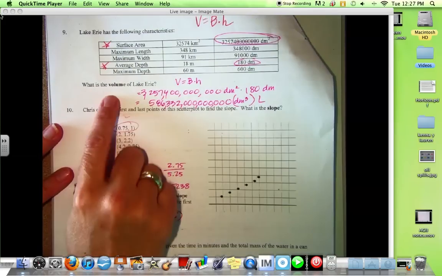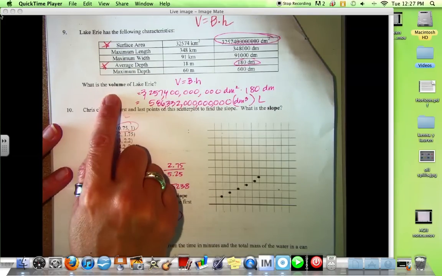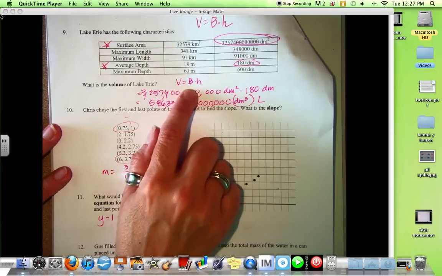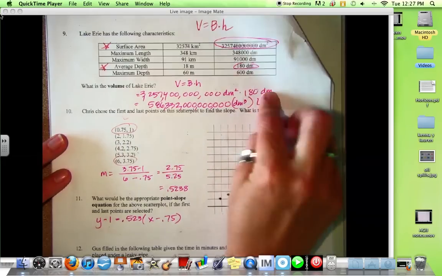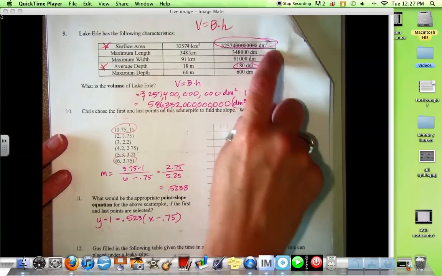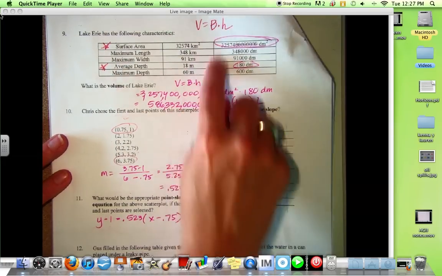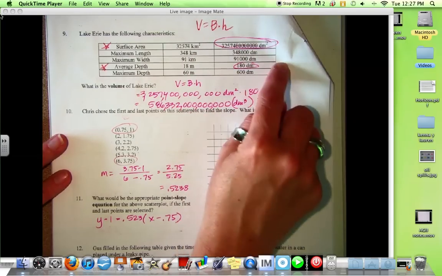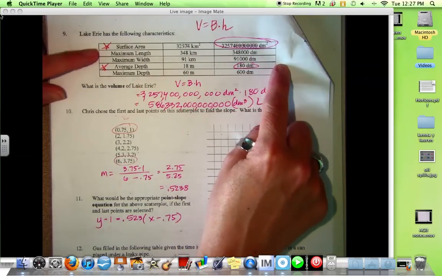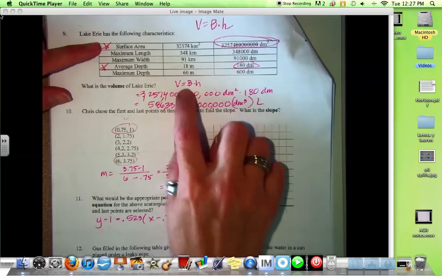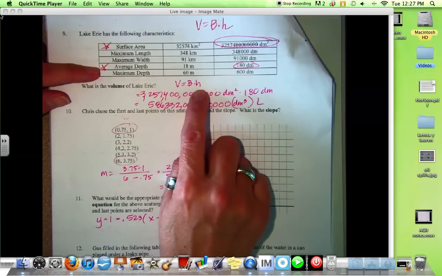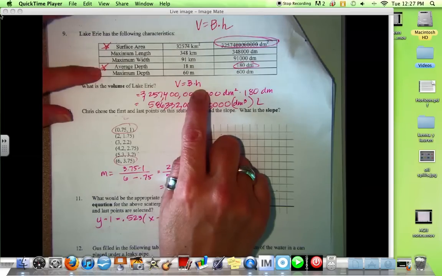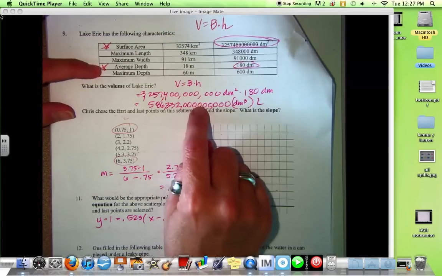Number 9. You are asked, what is the volume of Lake Erie? Volume equals the base times the height. Typically, most of your answers are going to be answered in liters, so you want to use decimeters. This column has kilometers and meters. Everything here is converted to decimeters. Again, you want to use surface area because that's the area of your base, and you want to use average depth because that indicates your height. So surface area times the average depth gives you the volume of the lake.